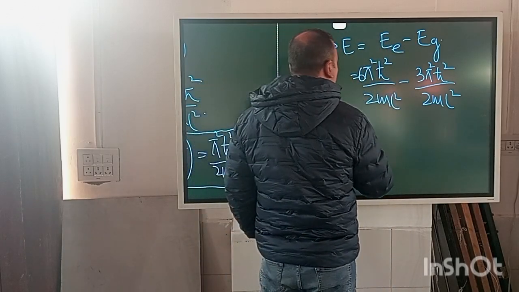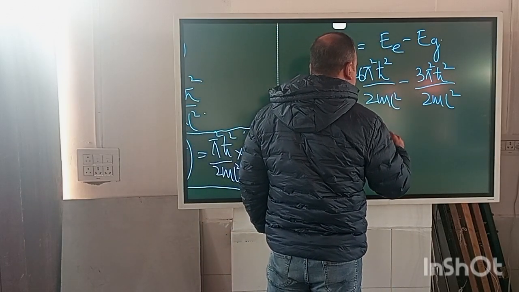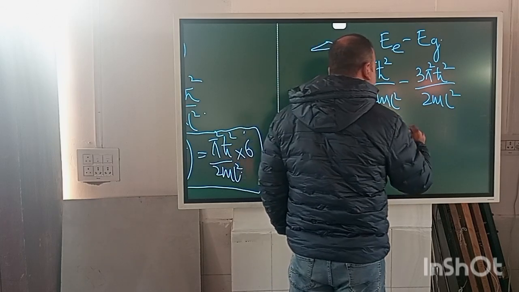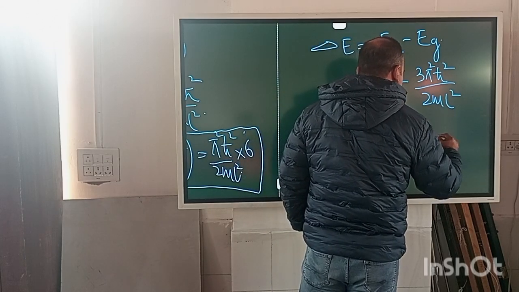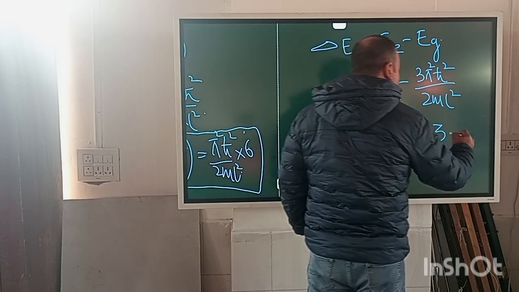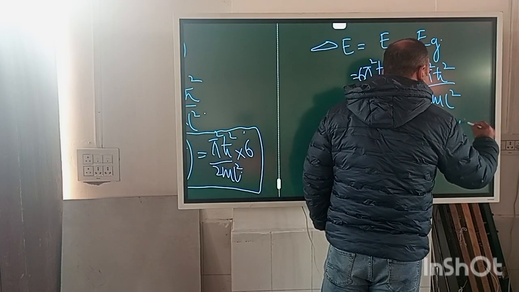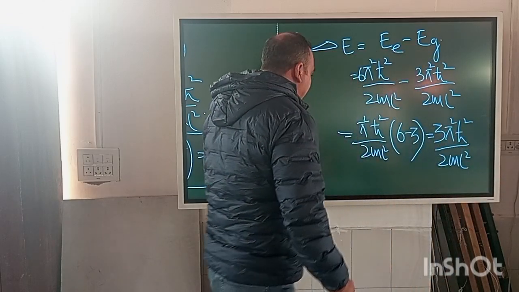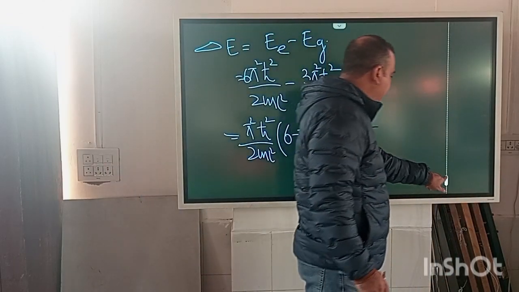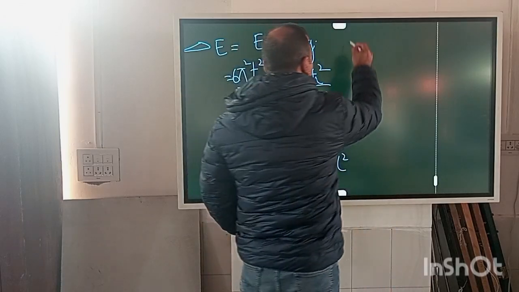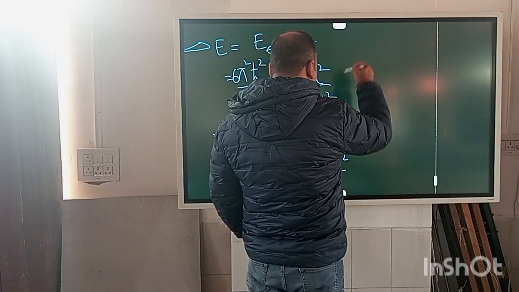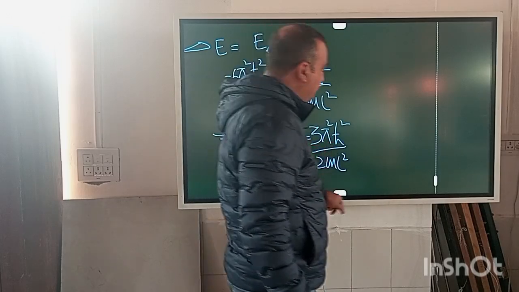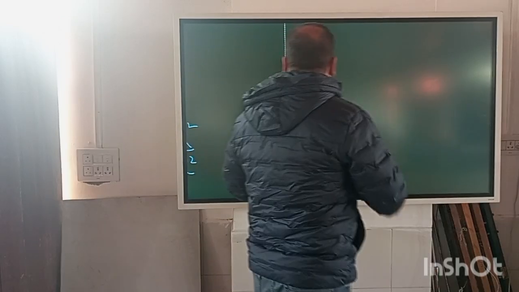So what will be out? Pi square h bar square by 2 mL square times 6 minus 3. So this will be 3 times pi square h bar square by 2 mL square. And we can drop in the values, we can drop in the mass of the electron, and we can drop in the length, and we can drop in the value of pi, and we can drop in the value of reduced Planck's constant. So what will that be looking like?